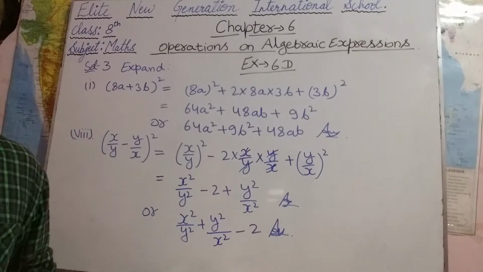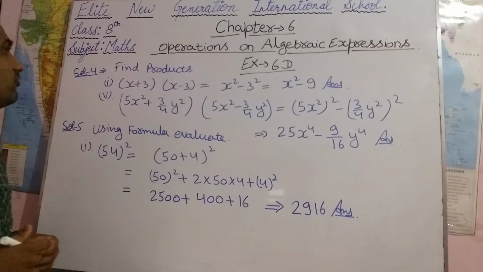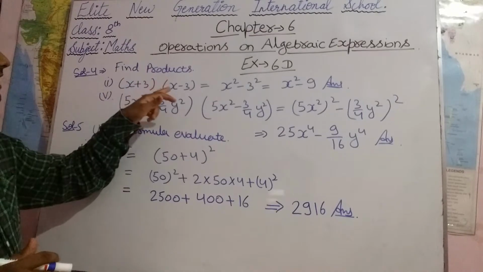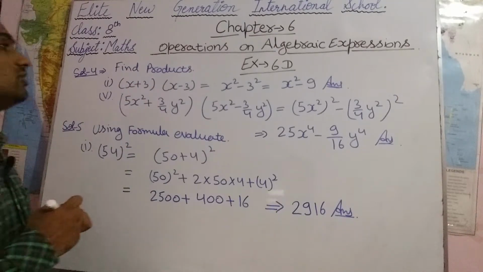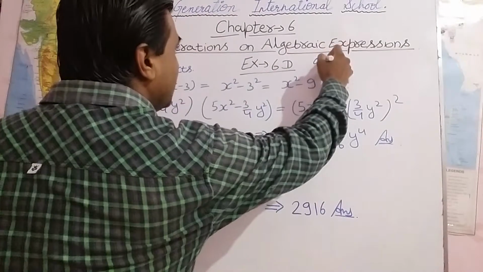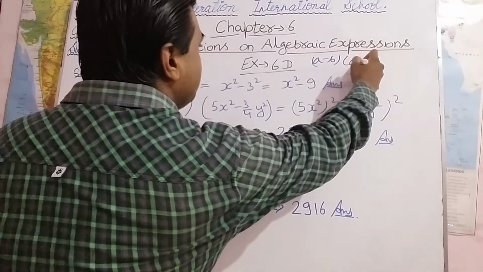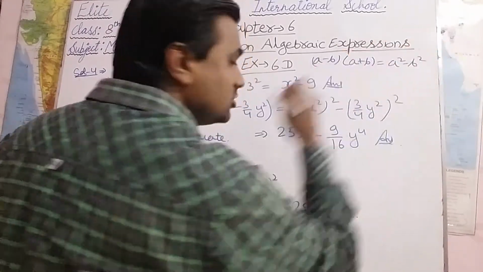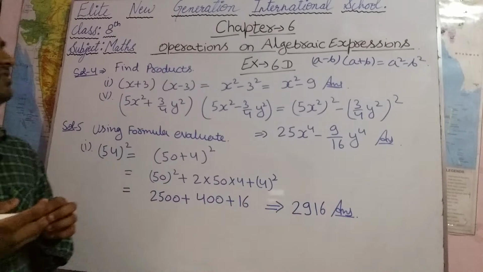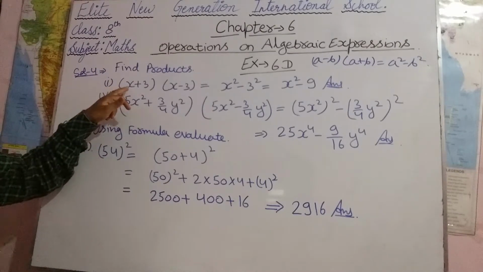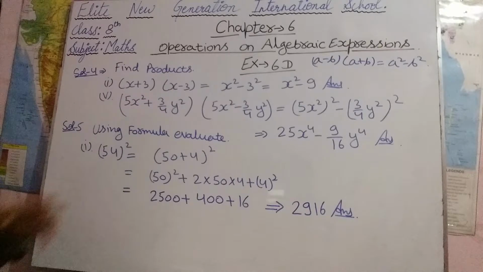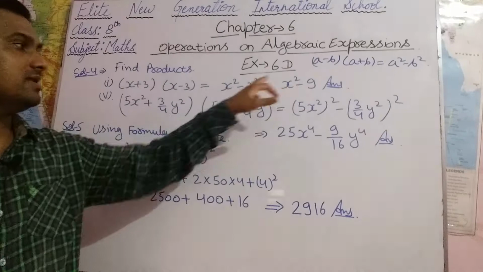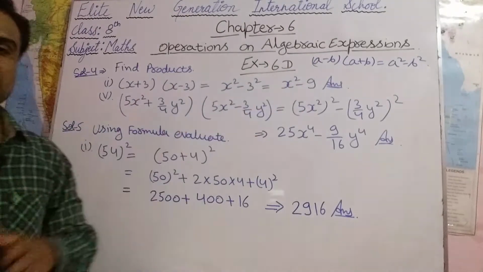Now after this, see the next question. In question number 4 we have to find the product. Here the first part is x plus 3 and x minus 3. In this question we have to use the identity for a minus b and a plus b. Its identity was a square minus b square. So by using this identity we can solve this question. Here x plus 3 and x minus 3, according to the identity, it will be x square minus 3 square. So x square minus 3 square will be 9, so x square minus 9 will be the answer.